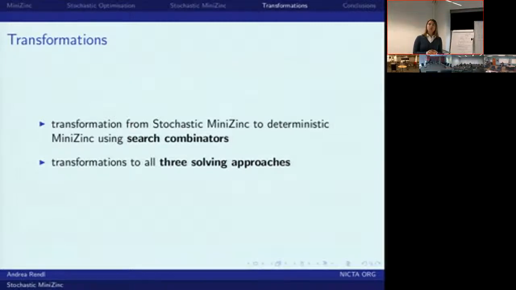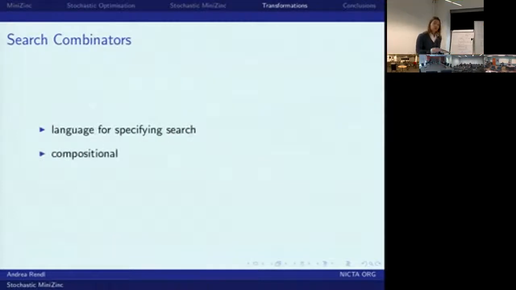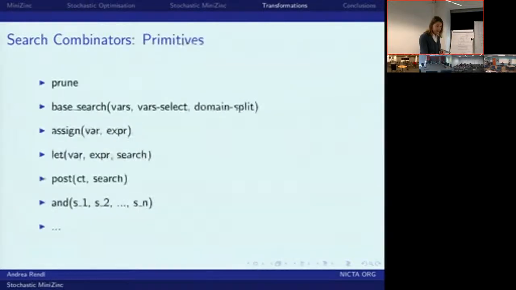So before going to the details of the transformation, I want to give a bit of background on search combinators themselves. So search combinators are a kind of language for specifying search, and they're compositional, which means that you can combine search combinators in any way. And I'm going to give you some examples. So what you have is basically a set of primitives, and those primitives can be composed as much as you want. Here is a little list of them.